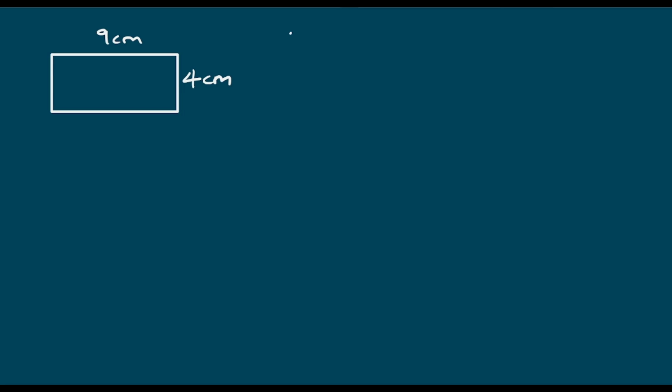Now the area of a rectangle is equal to length times width. So for our rectangle, that would be 9 times 4, or 36 centimeters squared.